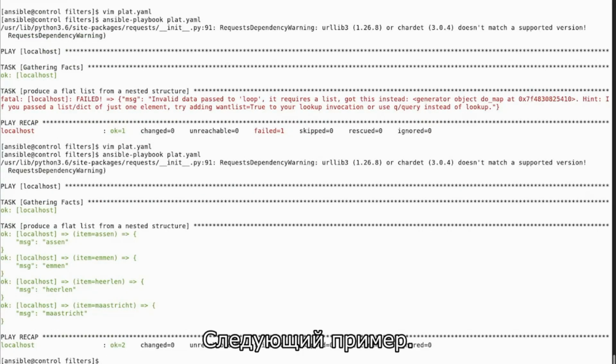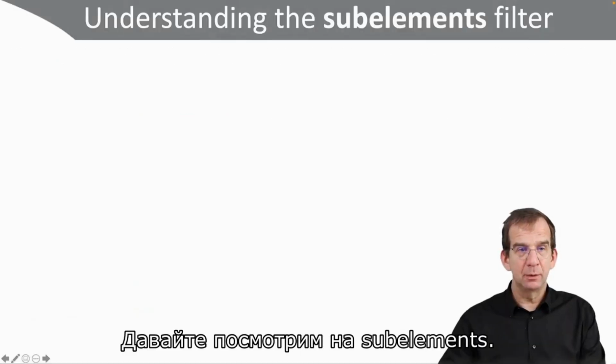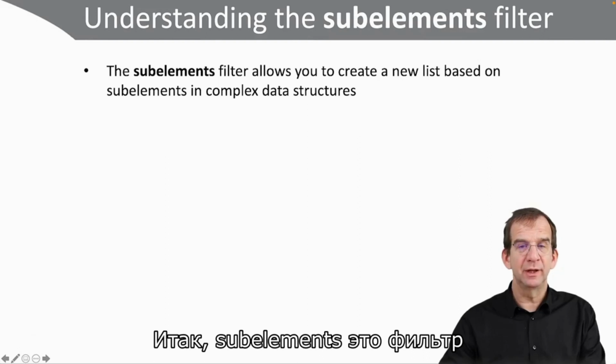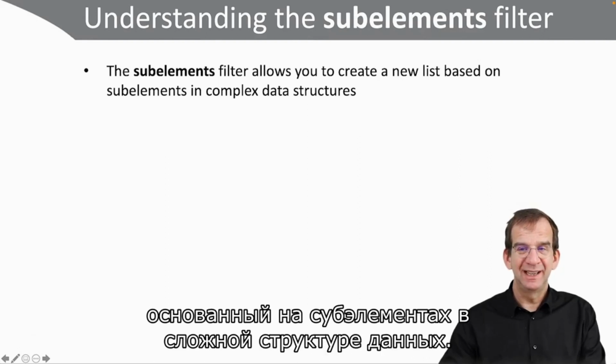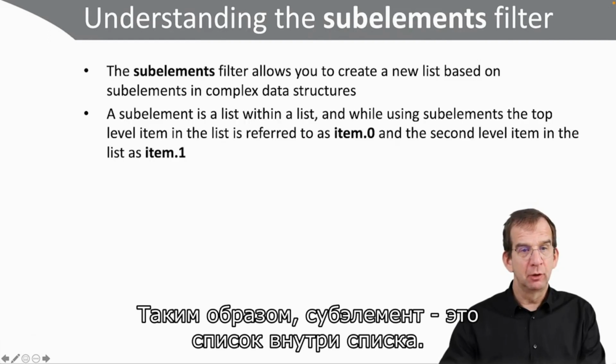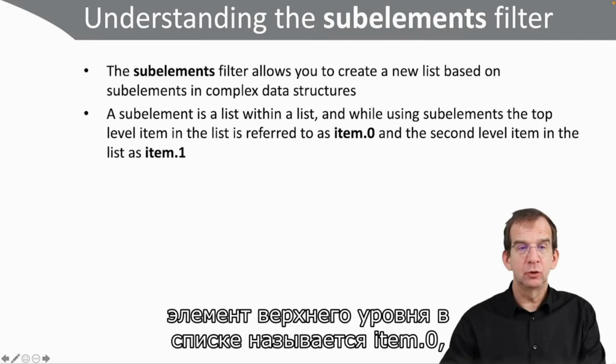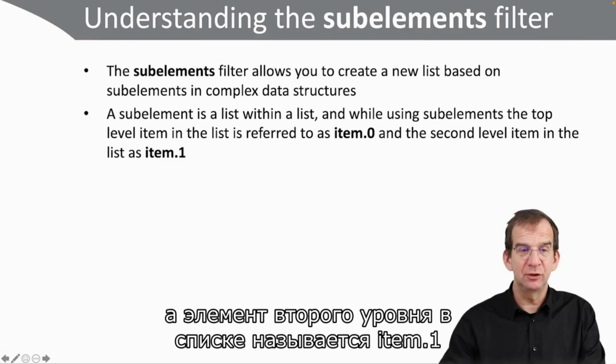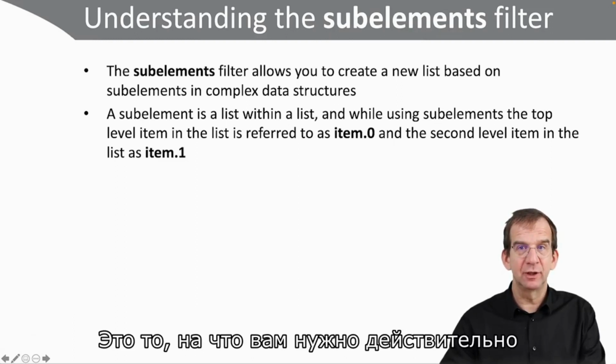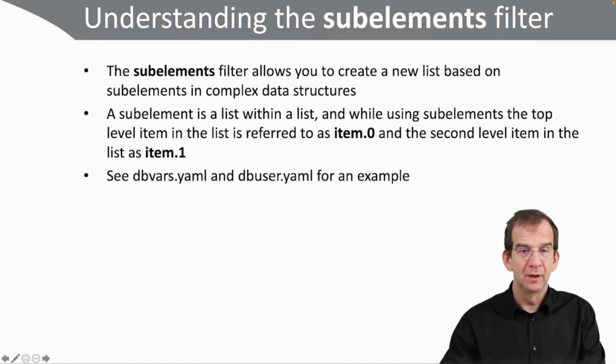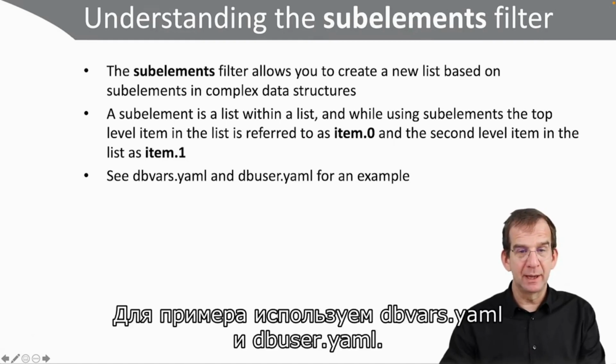All right, next example. Let's have a look at sub-elements. So sub-elements is a filter that allows you to create a new list that is based on sub-elements in complex data structures. So a sub-element is a list within a list, and while using sub-elements, the top level item in the list is referred to as item.0, and the second level item is referred to as item.1. That's really something in the syntax that you need to pay attention to.